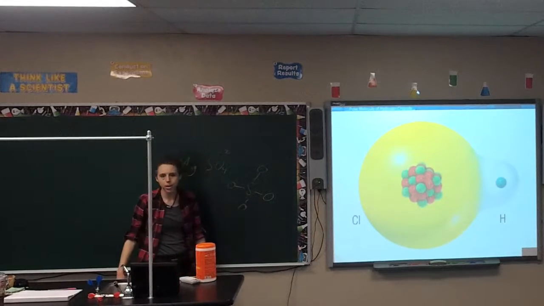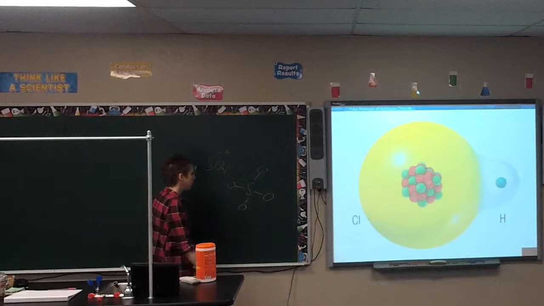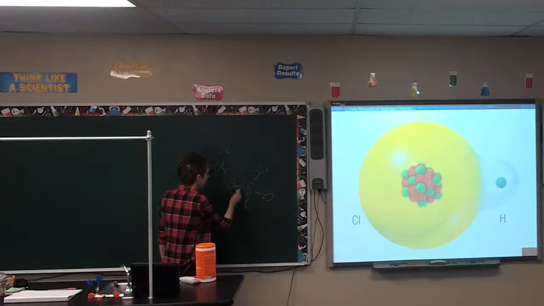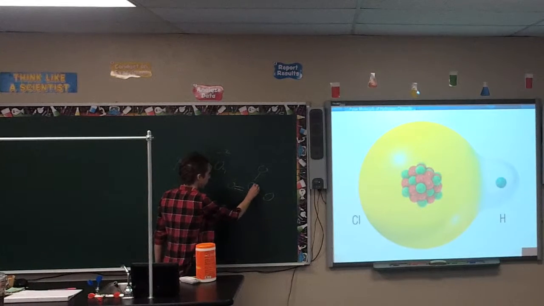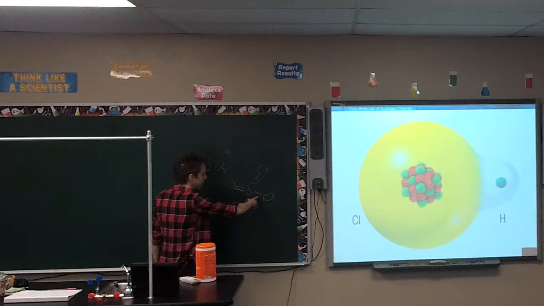Sulfur starts off with how many electrons? Chris? 6. You got 6, and then oxygen starts off with how many? 6. So, whenever you work out the covalent bonding, you'll notice that sulfur does this to where it has double bonds, and then it has 2 single bonds.